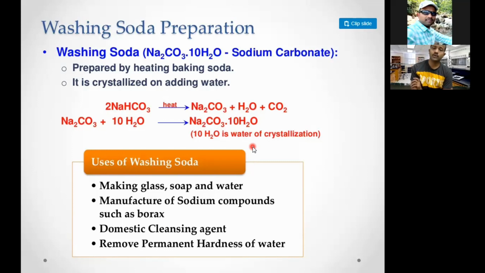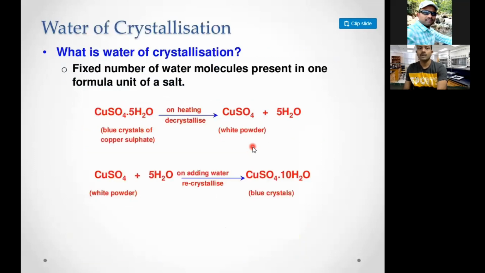Where will you use this borax powder? Yes, for carom board, we can sprinkle this powder on the carom board, right? Next, we can also use it as a cleansing agent, a domestic cleansing agent, right? And to remove permanent hardness of the water, we can use this. These are the main uses of the washing soda.